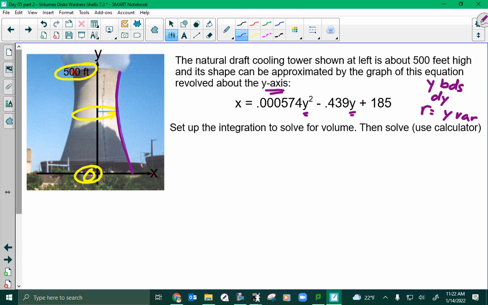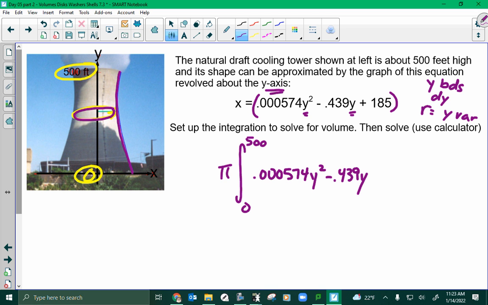All right? So our integration, pi on the outside, because this is obviously a circle or a disc, whatever. My bounds are from 0, which is the bottom, to 500. And I put this in as my radius squared. It's my equation squared. 0.000574 y squared minus 0.439y plus 185. This is my radius. Remember, I got to square the radius, dy.